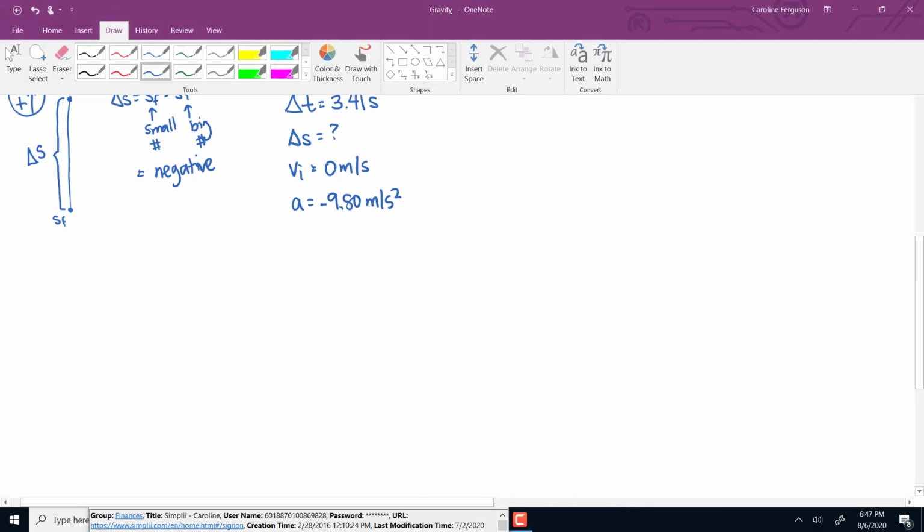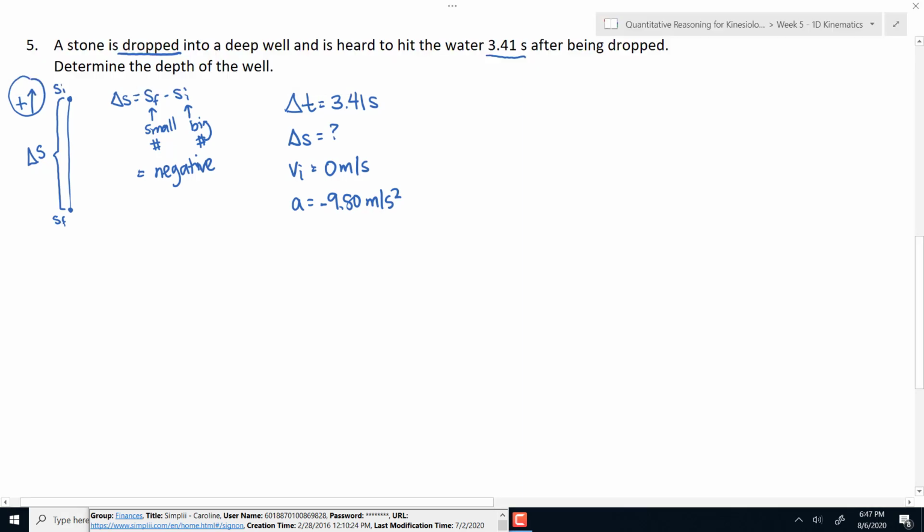Okay, so now we have all this information. We know time, change in time. We know initial velocity. We know acceleration. We're looking for delta s. What is the one variable that is not here at all? We don't know it and we're not looking for it. V final.